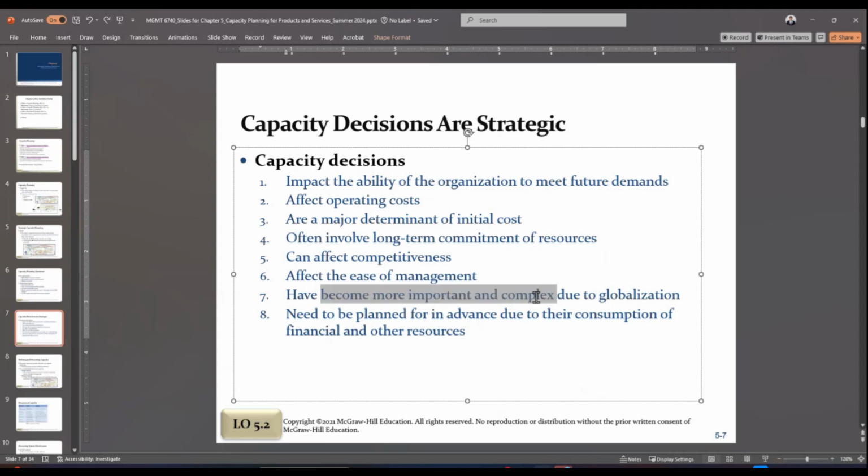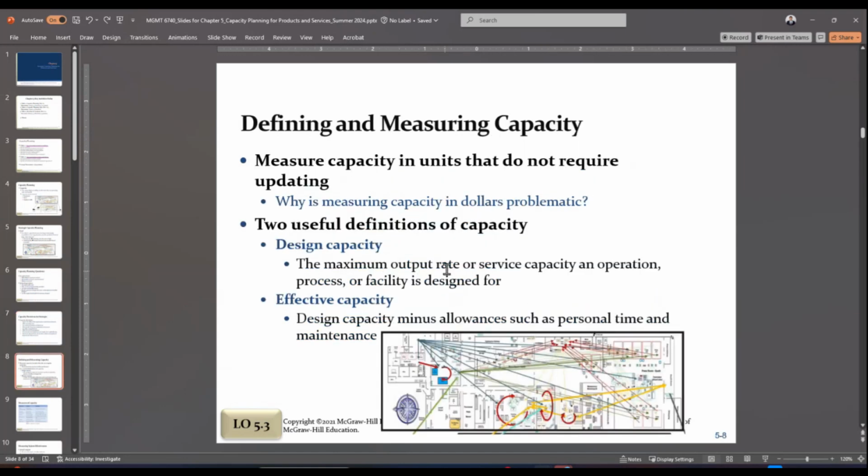It can become complex due to globalization, especially if there are some consumables that need to be procured from international places and so on. It can be complex managing them. Maybe you have to pay some tariffs, extra cost, holding cost, shipping cost, and so on. So you have to keep these things in mind while making the capacity decisions.